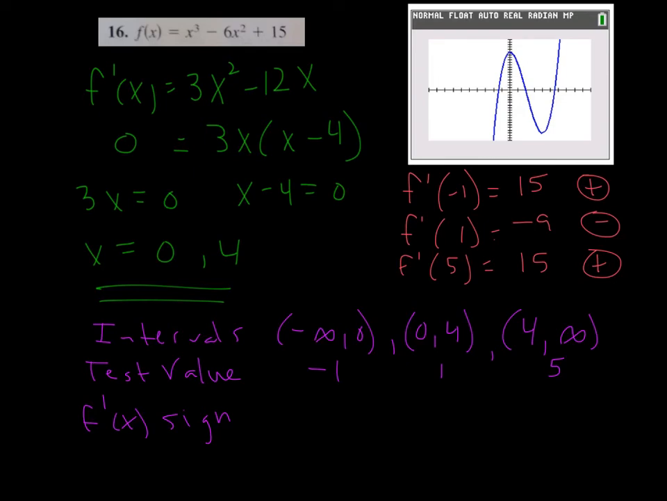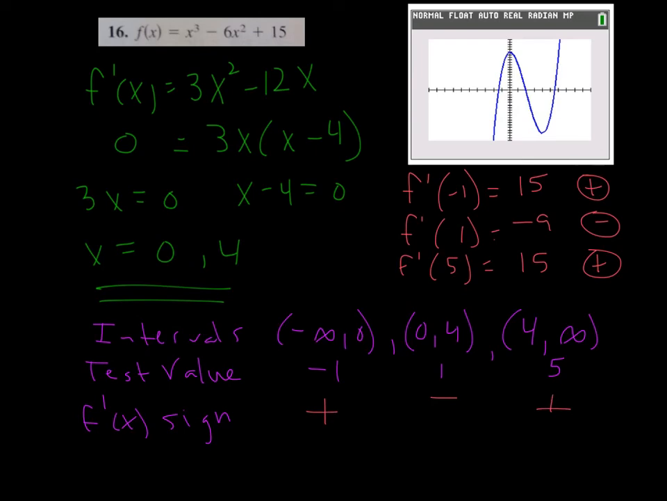I use those intervals to obtain a test value, and again, we want to make sure that this test value is a value that's inside that interval. So from negative infinity to 0, I go with negative 1, because it's easy and cheesy, and a positive 1 for the 0 to 4. And from 4 to positive infinity, I go with 5. I substitute these test values into my derivative function. F prime of negative 1 yields me 15, which is positive. As you'll notice, I substituted in 1, got negative 9, so that's going to be negative. And when I substitute in 5, I get positive 15, so that's going to be positive.